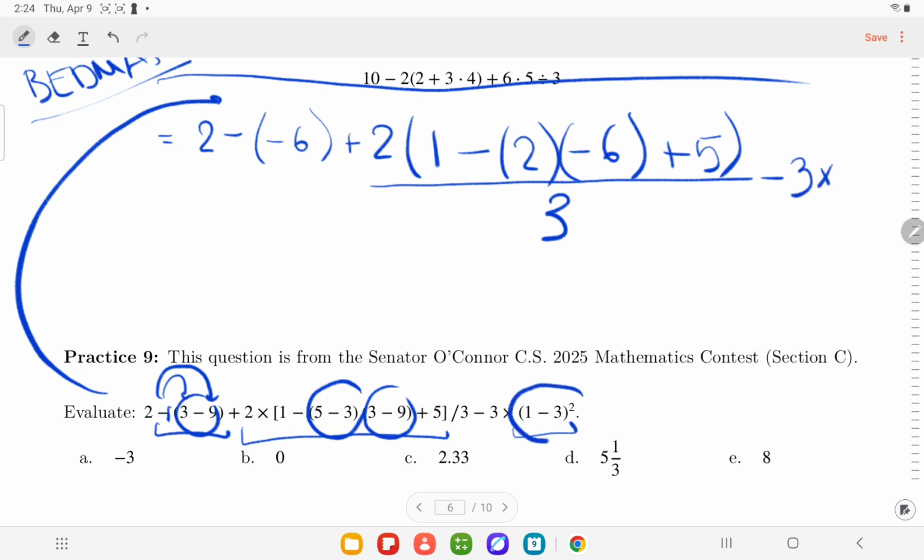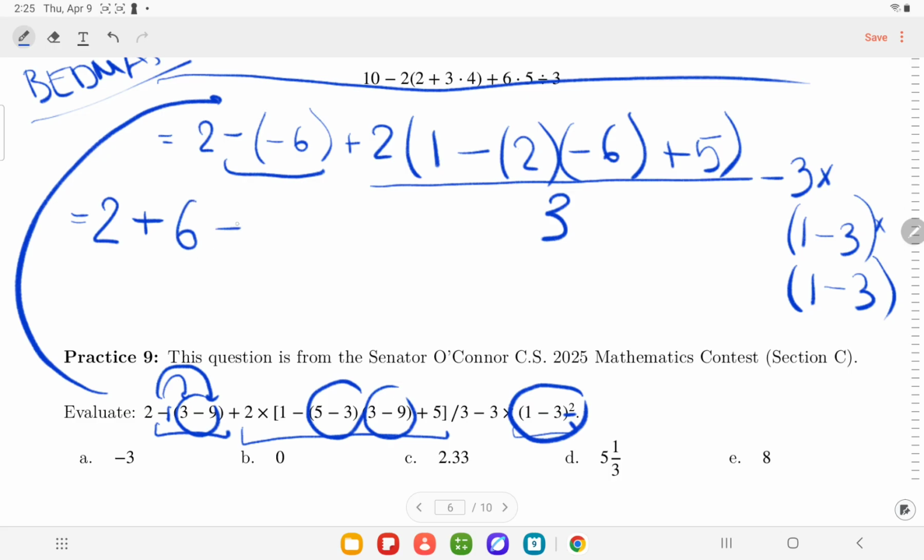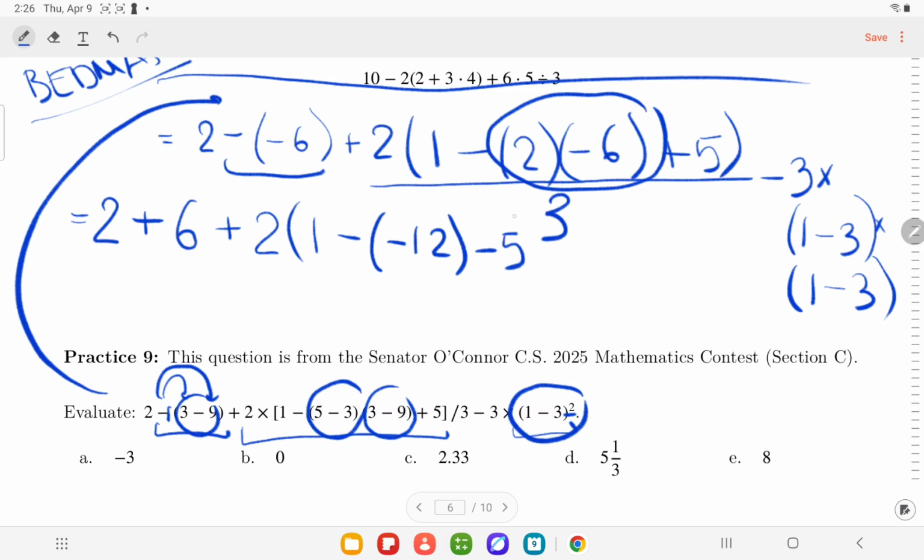And then here, as you can see, this is squared. So this is going to be 1 minus 3 times 1 minus 3. Then we can finish this off. So we see that this is minus times minus, so we end up with plus 6 plus 2. And then here these are being multiplied. So 2 times negative 6 is going to give us negative 12 plus 5. And then this is all divided by 3.